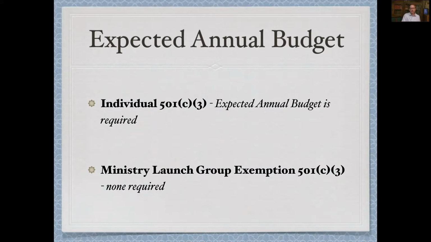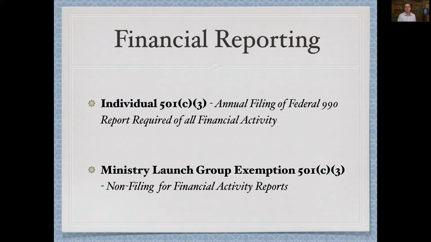It's not quite the same thing. You begin operations and you might not know how much you're going to receive in contributions or spend in your annual budget. You won't need to have those things for the group exemption. Another big difference is the financial reporting.